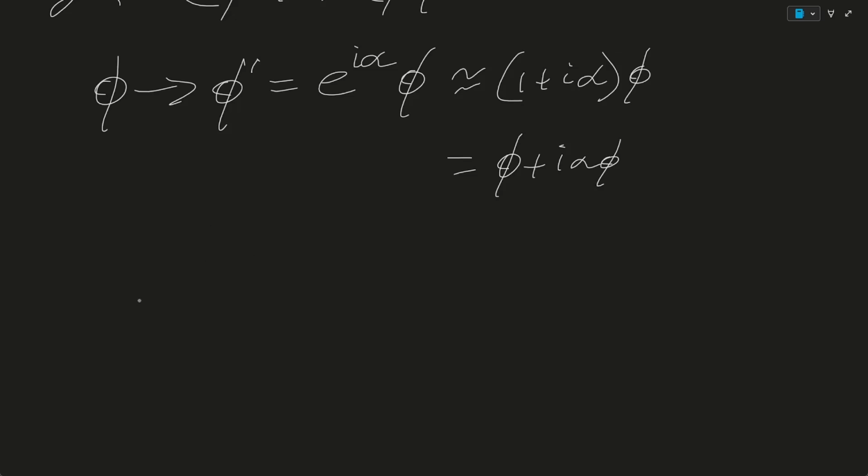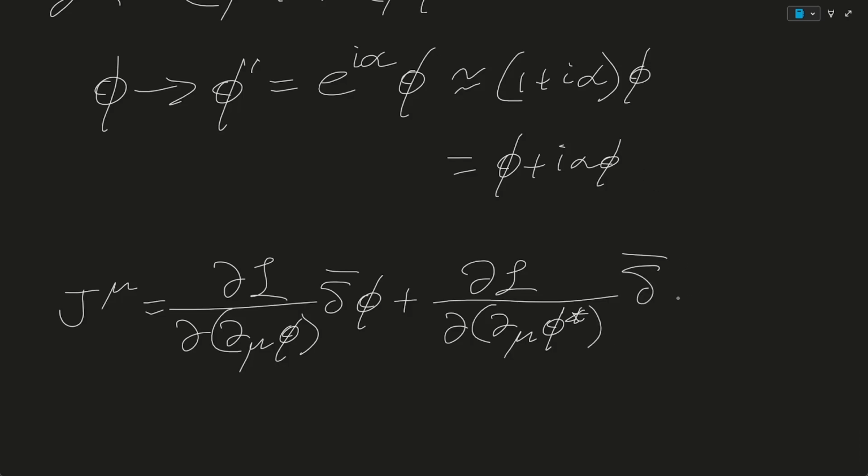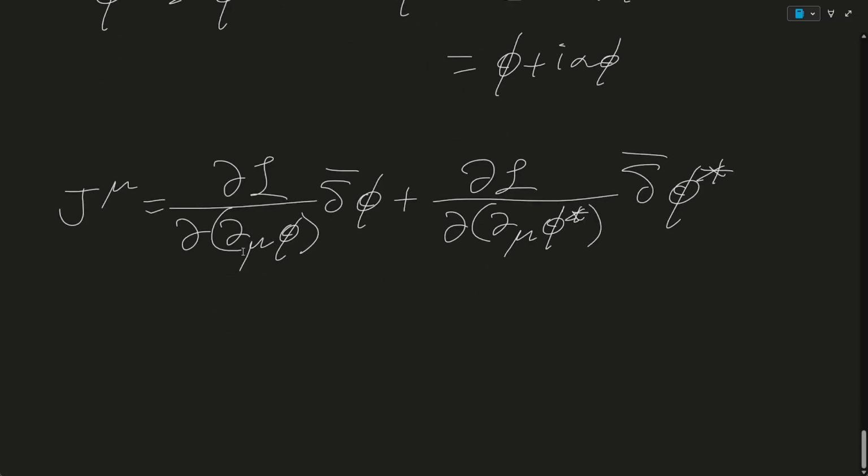Let's plug this into the Noether current. Well, j to the mu is equal to dL over d sub mu phi times delta phi, plus dL over d mu of our conjugate of phi times the intrinsic change in that conjugate.